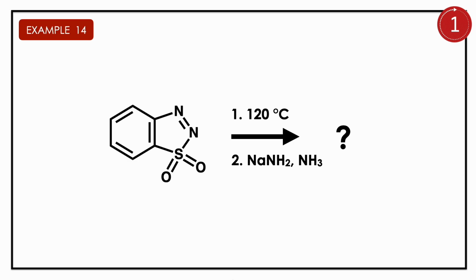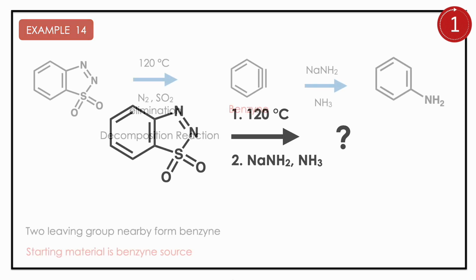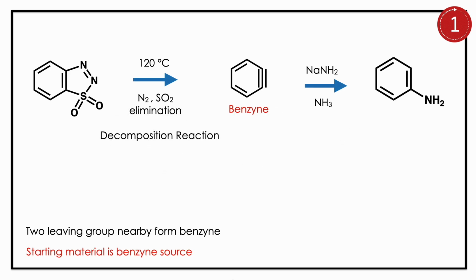Then the next example, you have benzene with nitrogen and sulfur dioxide. You are heating it up and you are using sodamide and ammonia. You should find what will be the final product. Here you are having specific heterocycle which contains two possible gas eliminations, which is N2 and SO2. You are heating at high temperature which promotes decomposition reaction. N2 and SO2 leave from the adjacent carbon. You have benzyne formation. Benzyne forms, sodamide attacks, you have aniline there.